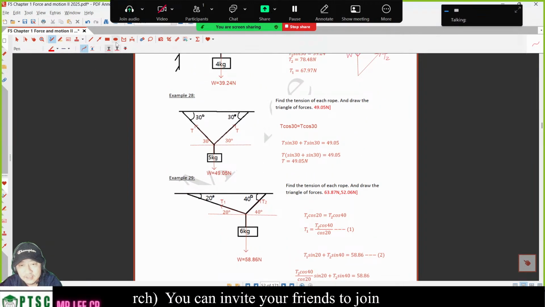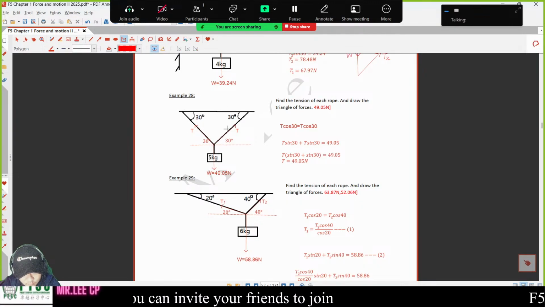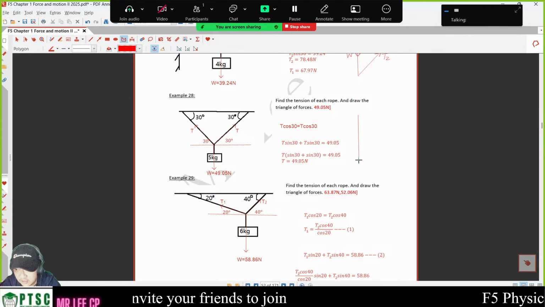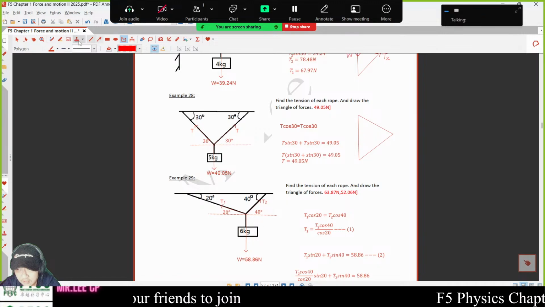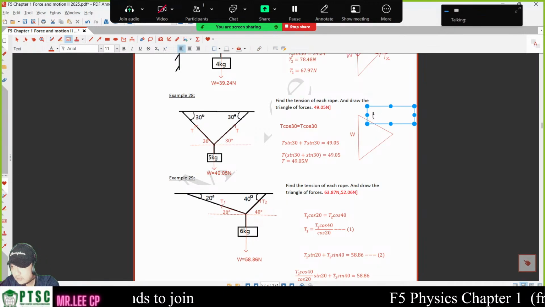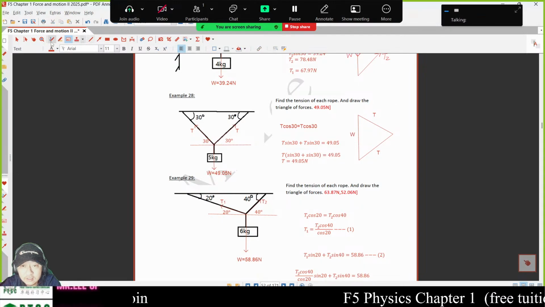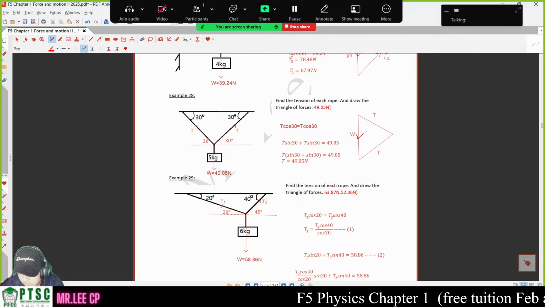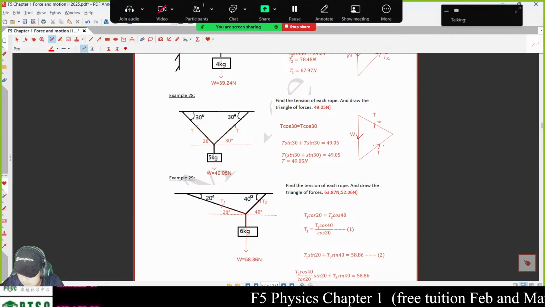Right? So this one, we are going to do this one. So this one, W first, and then T, and then T, right? So we label, this is W, this is T, this is T. The direction has to be correct. So the direction is W going downward, right? T going this way, T going this way, and T going this way, right?